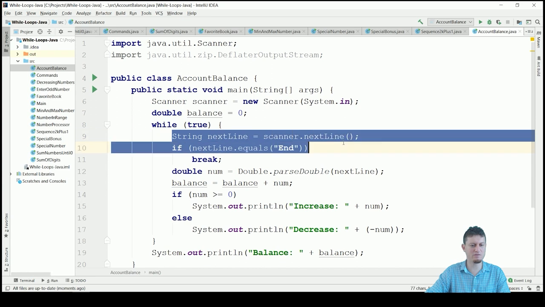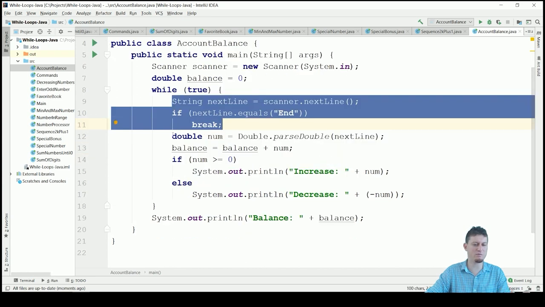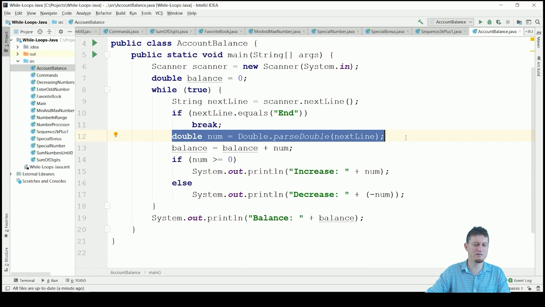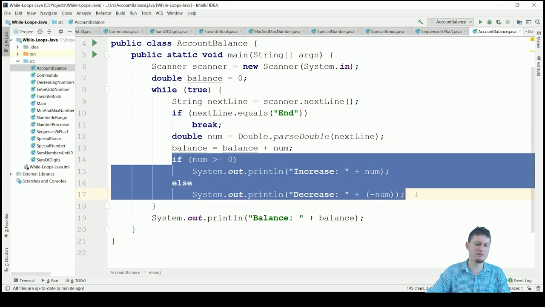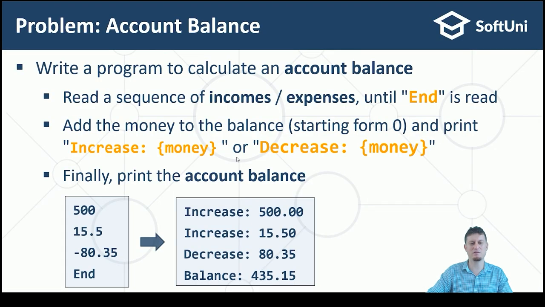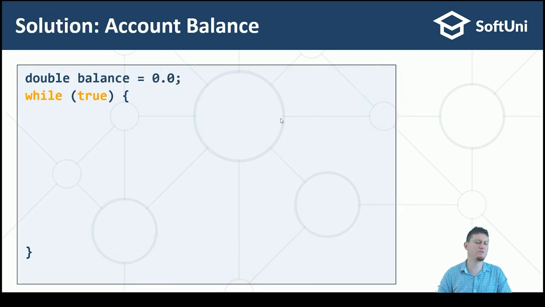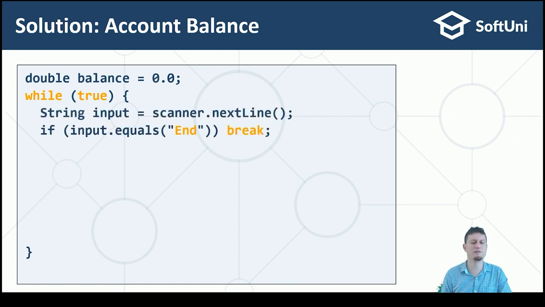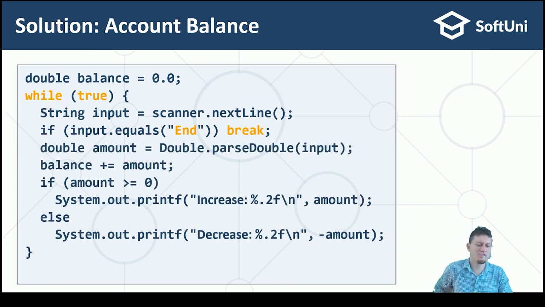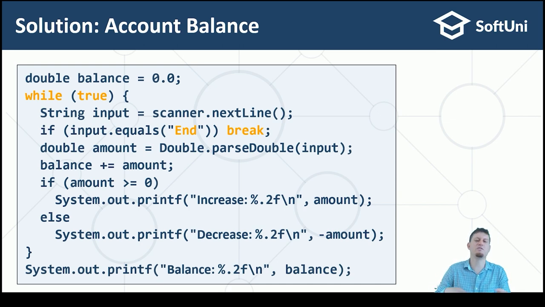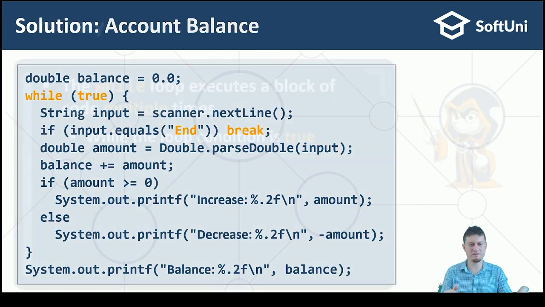So let's check again. I have the balance. I read the next one. If it is end, I stop. Otherwise, I take the number, which is the next one. I add it to my balance, and I print whether this was increase or decrease. And finally, I print the balance. Very simple. So this is how it might be also solved, but it's very similar. I take the input, if it is end break, I take the amount, I add it, and I print. This solution is exactly what I created for you a few seconds ago.